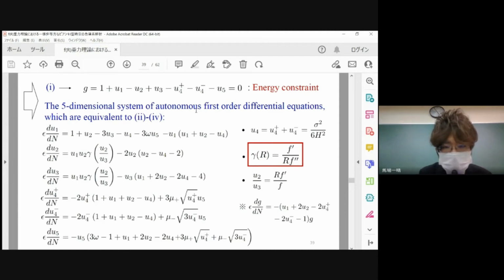And from the second to fourth equations, we have a five-dimensional system of autonomous first-order differential equations. These are equivalent to the second, third, and fourth equations in the previous slide. This is our autonomous system equation set. Here, gamma is given by this expression. Gamma depends on the form of F(R).